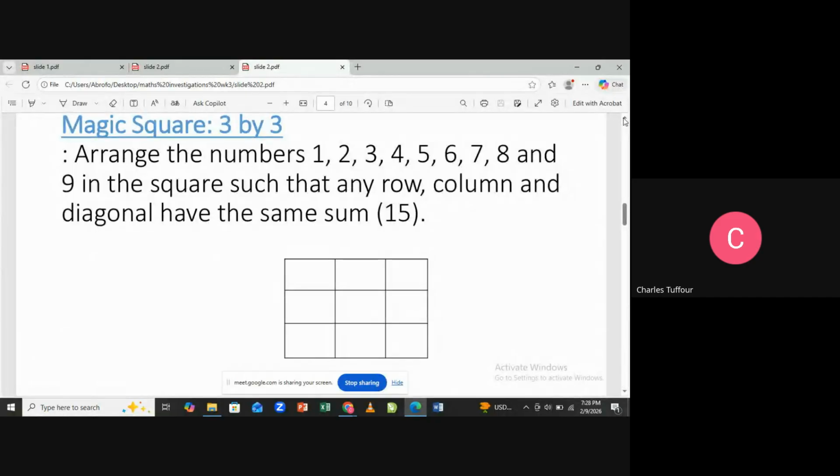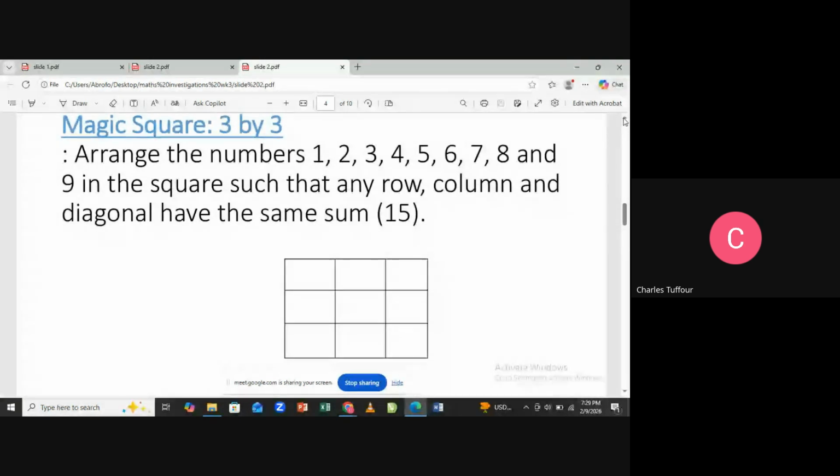6, 2, 7. Okay. Add the numbers in the first column for me. What are they? The first column: 1, 1, 8, 6. 187. 1 plus 8 gives us 9, plus 6, 15.